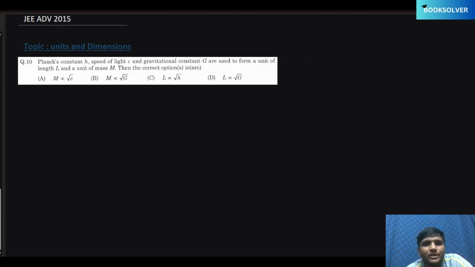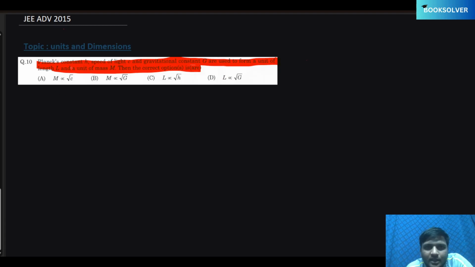Hello everyone. So today we are solving another question of JEE Advanced 2015 from the topic of units and dimensions. Let's read the question. We are given Planck's constant, speed of light, and gravitational constant G, which are used to form a unit of length. This is a very common question of unit conversion, where some basic units have been changed. So how do we determine all the formulas here?